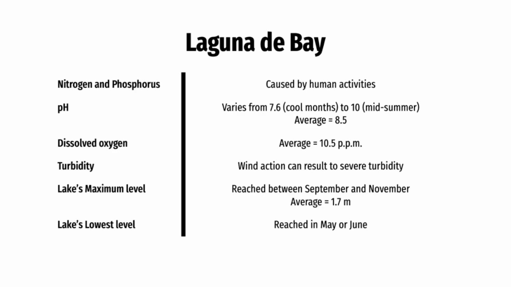This slide presents the parameters tested in the lake. The presence of nitrogen and phosphorus is highly caused by human activities. There is a variation in pH levels depending on the season, such as the cool months and the midsummer months, wherein it is slightly lower during the cool months. Flashed are the average levels of the physical chemical parameters tested in the lake.